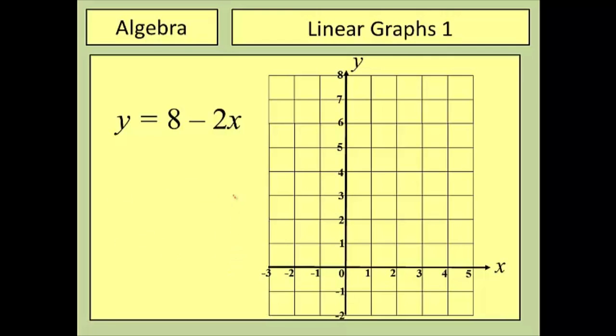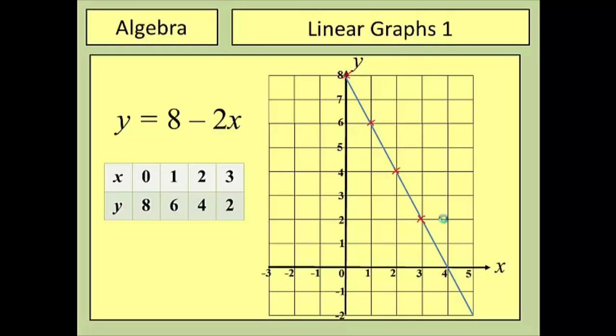Okay, let's have a look at this very first one. So your table of values should contain these numbers, which correspond to the following coordinates. I'm going to put my first one there, and then 1, 6, 2, 4, and 3, 2. And then, as before, join them up with a straight line, just like this.